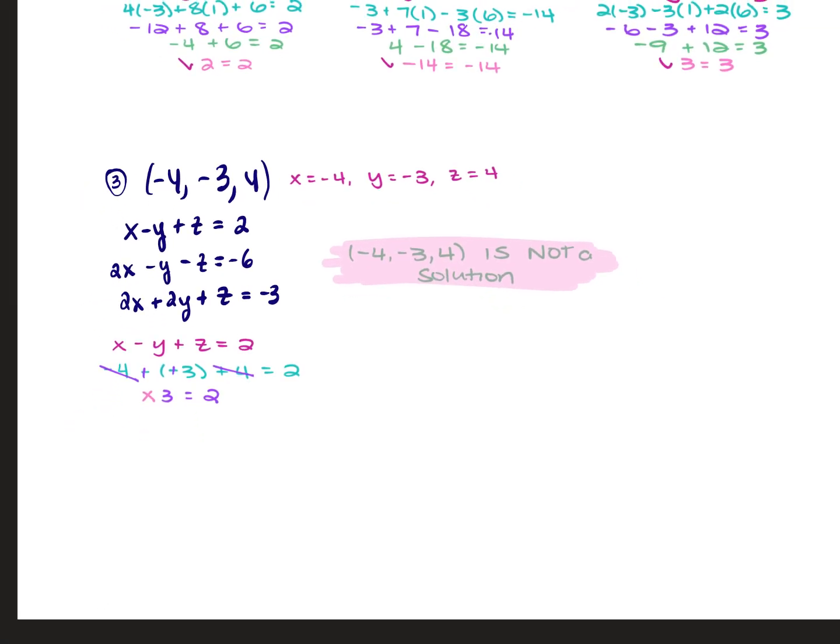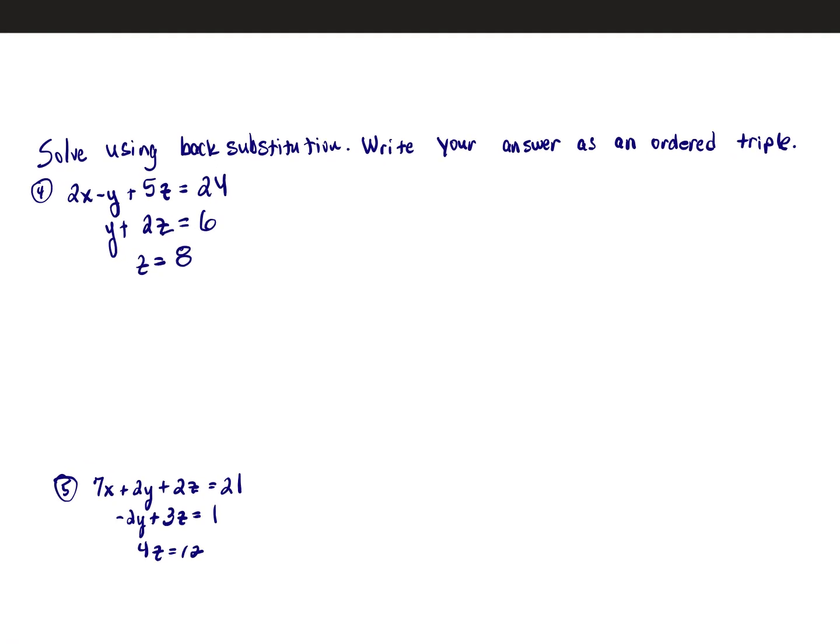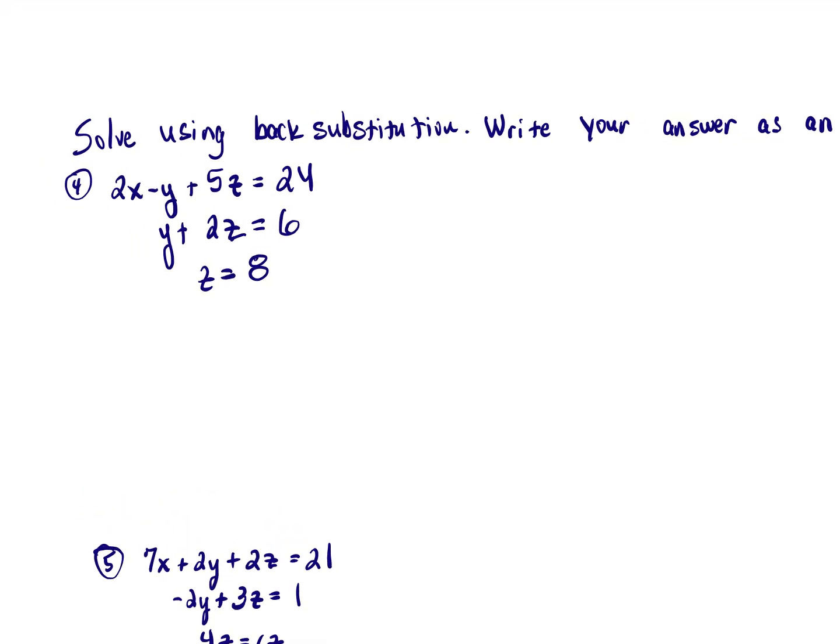For the next part, you are solving using back substitution. You're going to write your answer as an ordered triple here. So we're going to take the last part, plug it into the middle part, then plug it in to the first part. So for number 4, you have 2x minus y plus 5z is equal to 24. Y plus 2z is equal to 6, and z is equal to 8. Automatically, z is solved for you. So take that 8, plug it in to the equation on top, and solve for y.